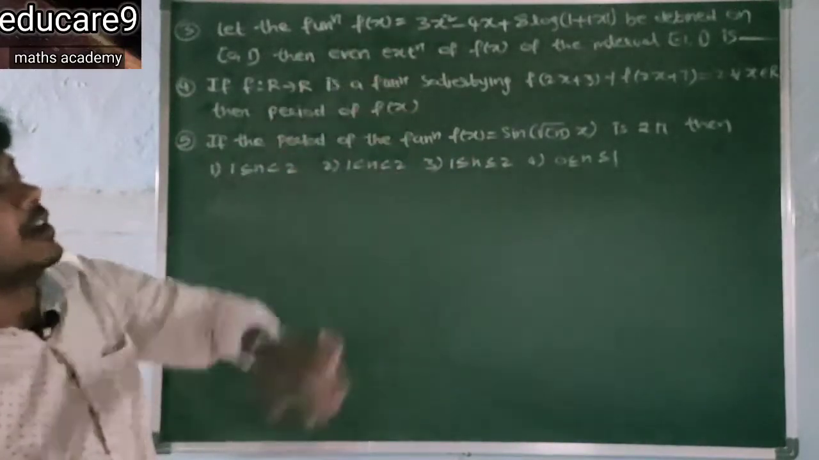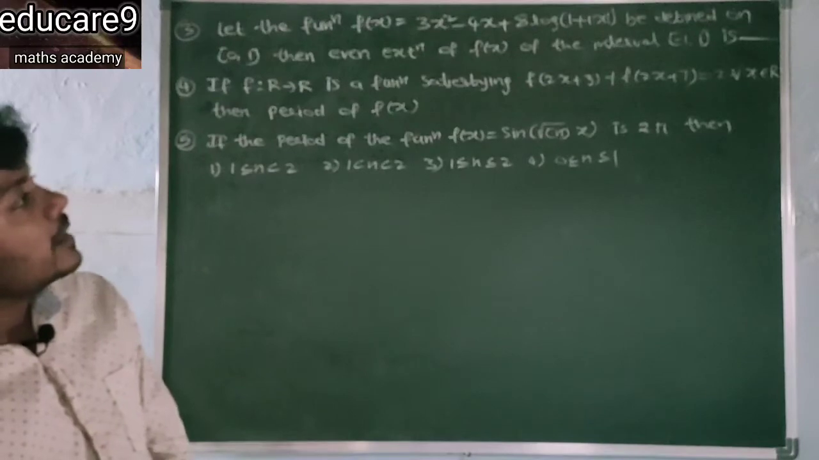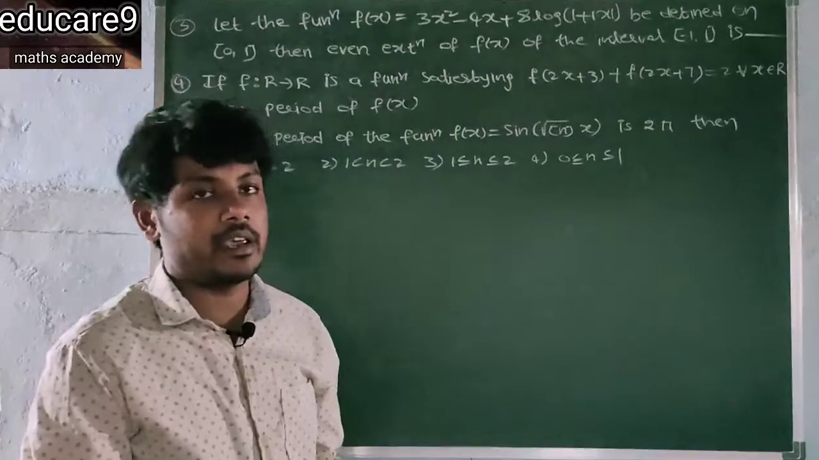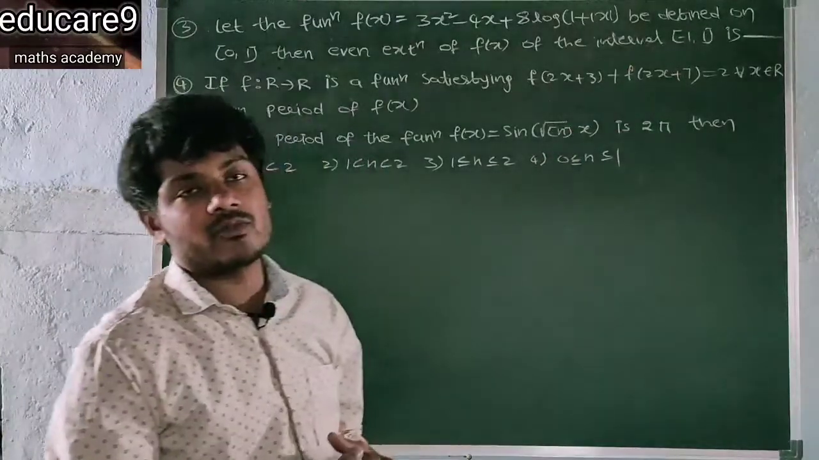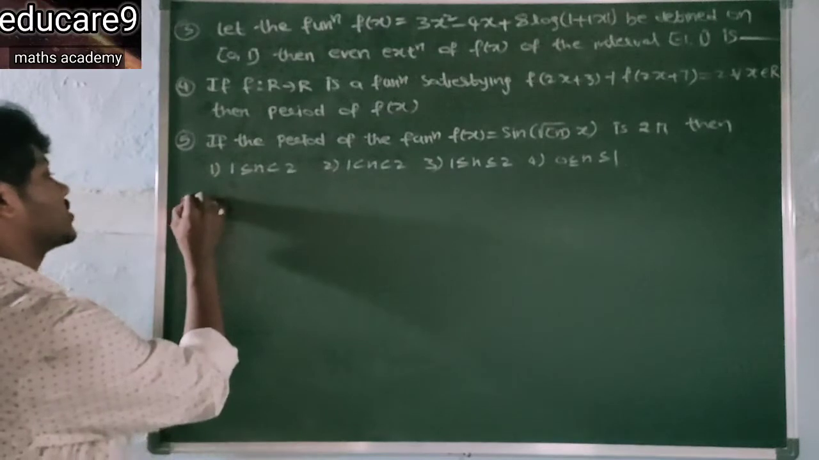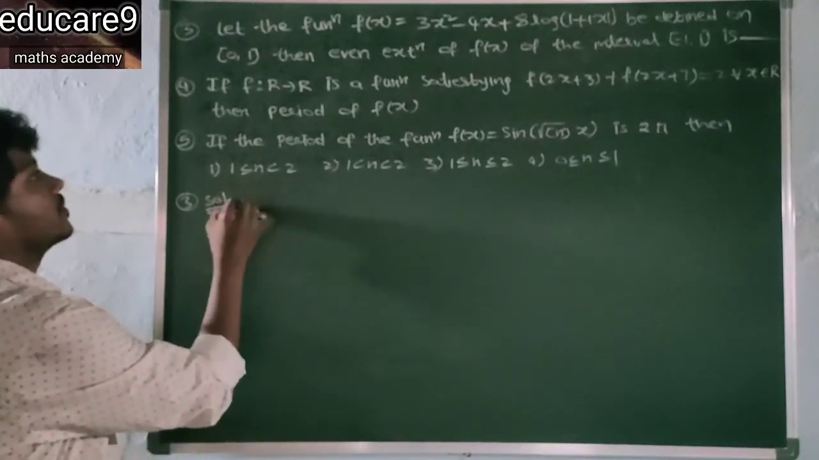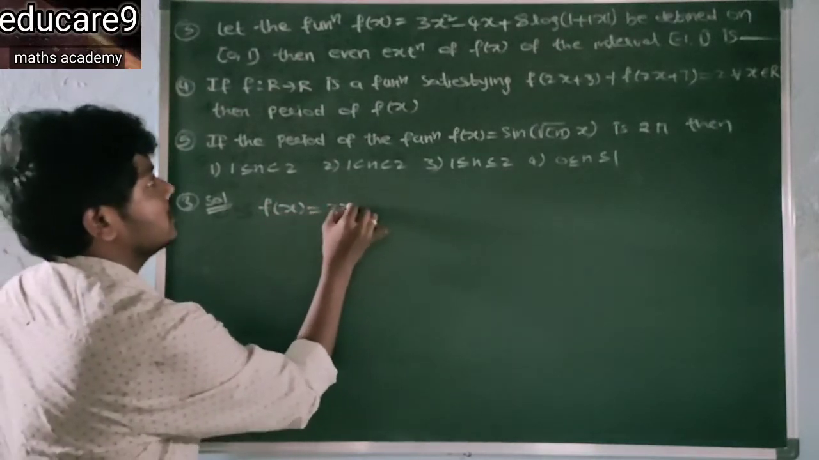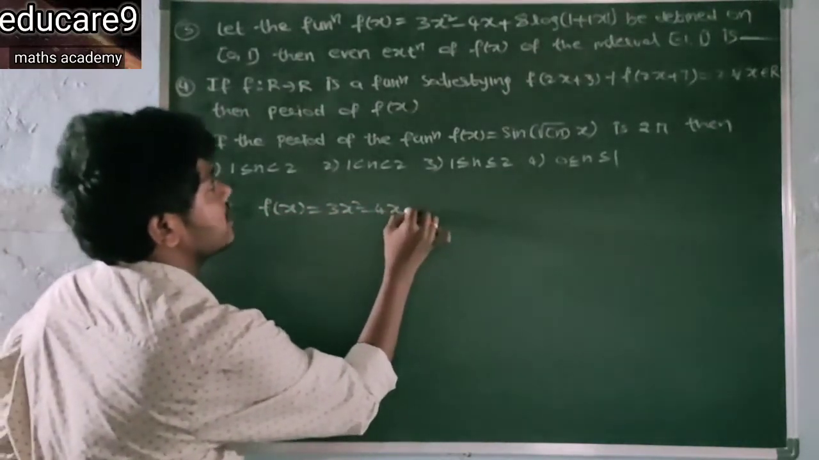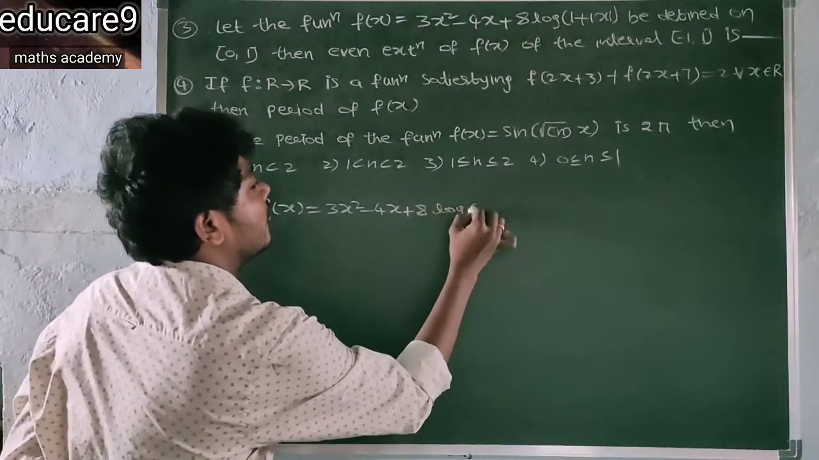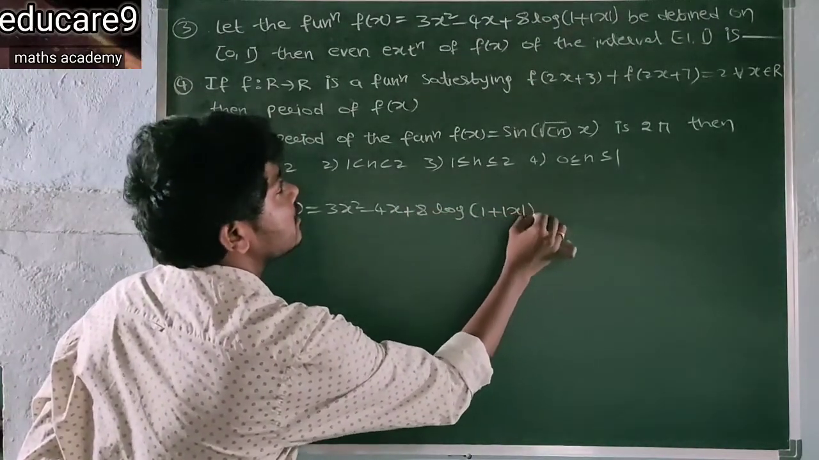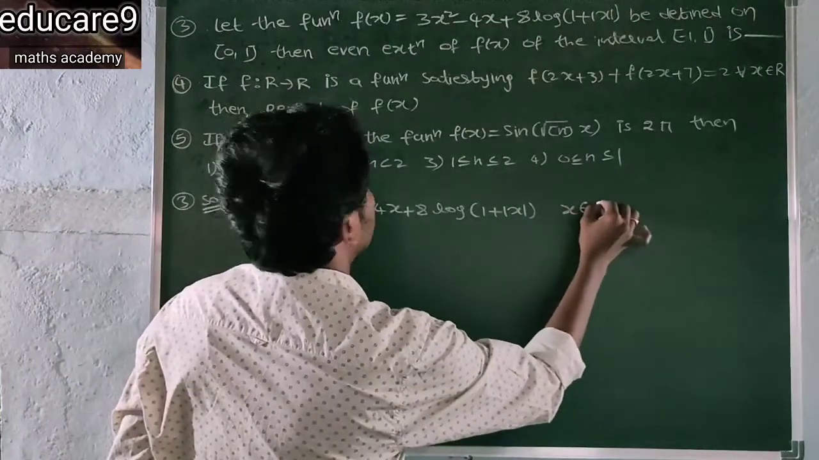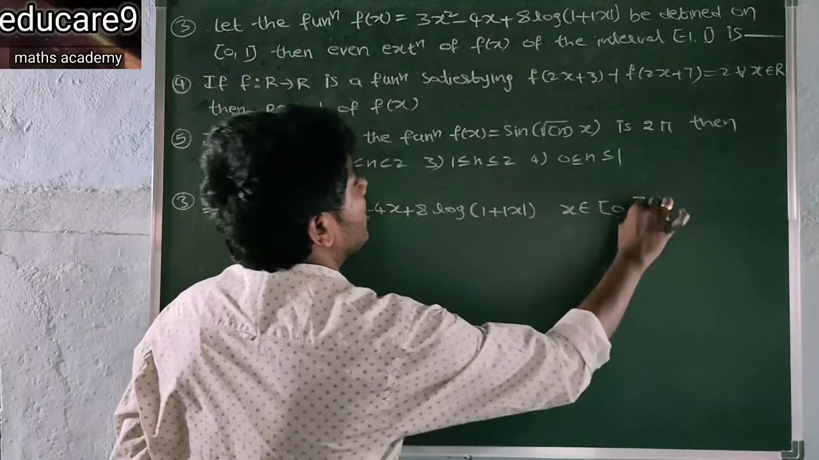Let the function f of x be defined on the closed interval 0, 1. Then find the even extension in the interval minus 1, 1. See our third solution. The given function is f of x equal to 3x square minus 4x plus 8 log of 1 plus mod x. Okay. So this is defined on the interval x belongs to closed interval 0, 1.